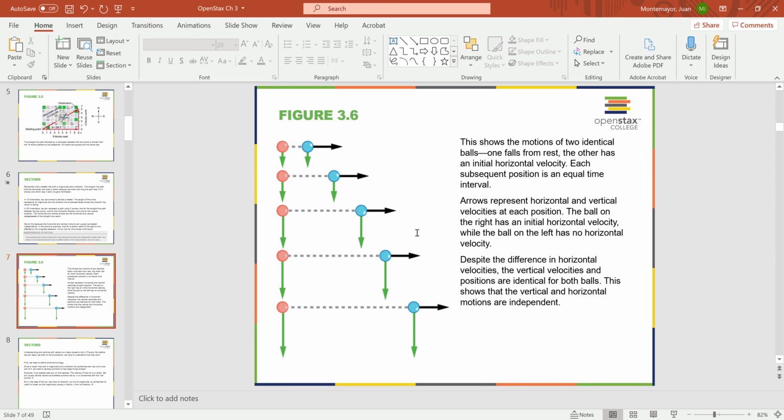So we see that the red ball goes straight down while the blue ball gets a little bit of a horizontal velocity, and you can see the progression there. Each time it goes a little bit farther in the horizontal direction.